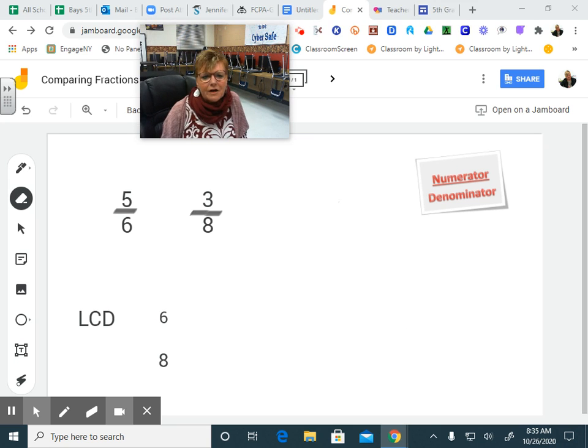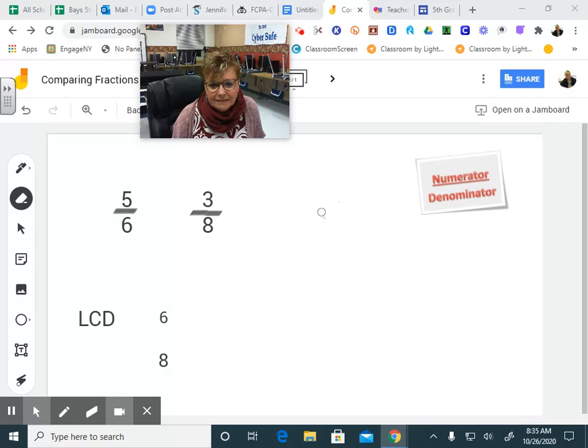Okay, let's compare fractions. Obviously, if they already have the same denominator, common denominators, you just look at the top, at the numerator, and decide. But sometimes they don't, it's not that obvious. You have 5/6 and 3/8. So what you need to do is figure out what they have in common.